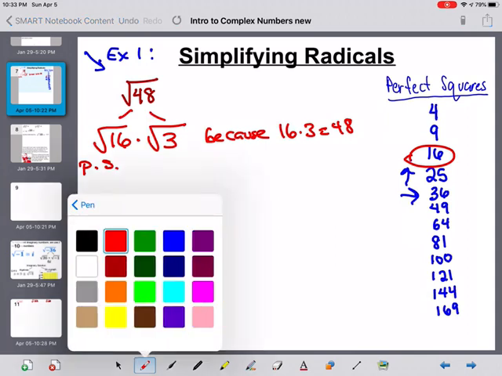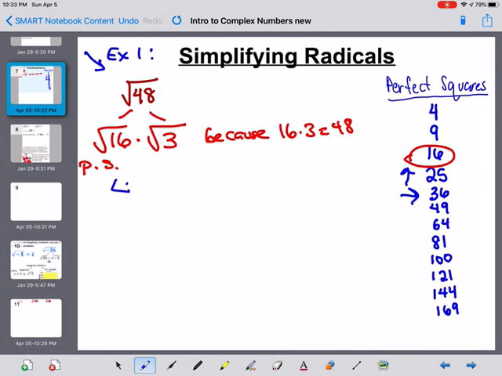Now we take the square root of 16. So the square root of 16 is 4. That comes out of the square root. But I can't take the square root of 3, so it comes down and it stays the same way that it is. All right, we're going to try two more like that.